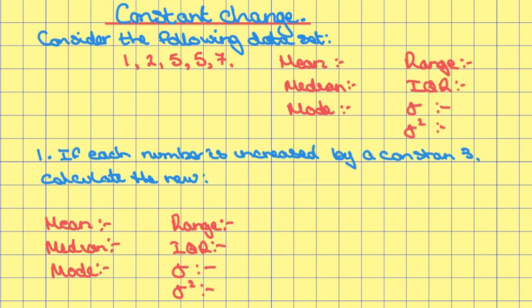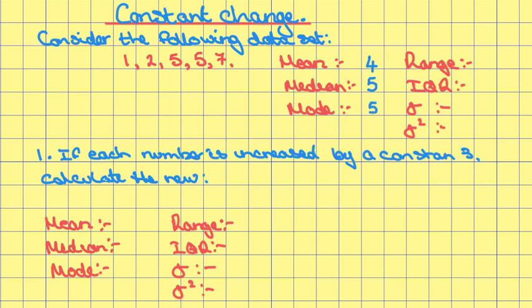I want you to take a look at the data set 1, 2, 5, 5, 7. And we can work out the mean, median, mode, range, interquartile range, standard deviation, and the variance. Well, the mean for this data set is 4. The median, the middle value, as you can see, is 5. The mode is 5 because it occurs most often.